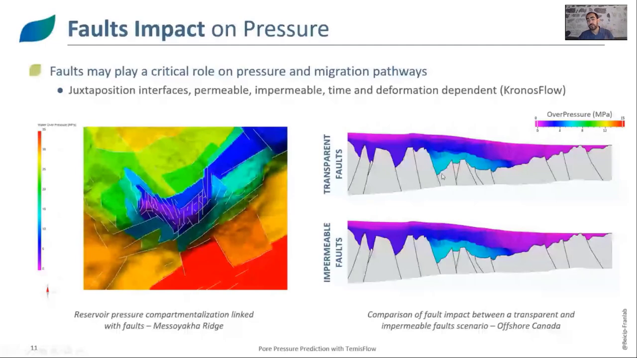We tested two scenarios in order to understand the risk with the pressure. So here at the top, the faults are considered to be transparent, which means that their behavior is just due to the juxtaposition of the layers on both sides of the fault. And here we have a totally impermeable behavior.